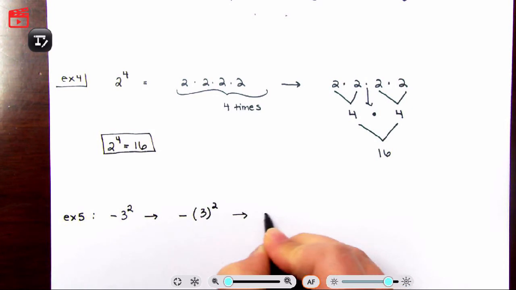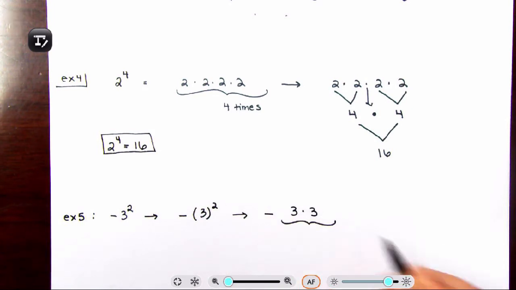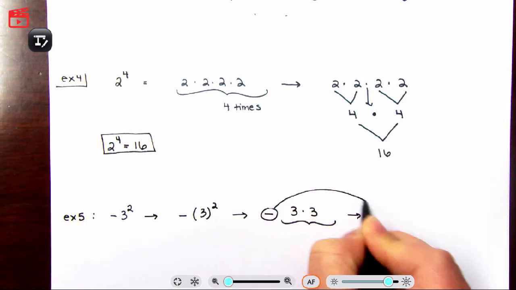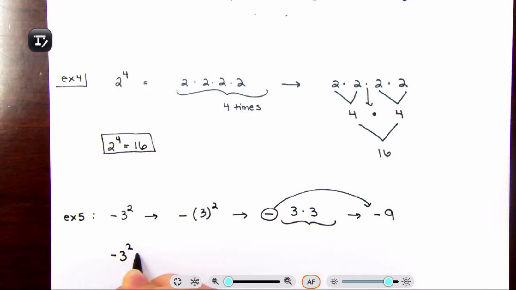So what do we have? We have a negative. Then how many times do we have our base? We have our base 2 times. So 3 times 3 is 9. I still have my negative. So my answer to -3 squared is -9.